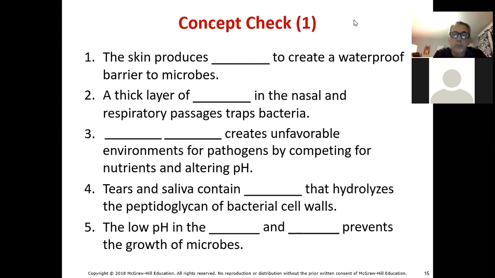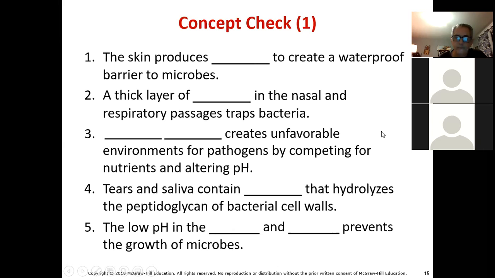Blank and blank create an unfavorable environment for pathogens by competing for nutrients and altering pH. That's our normal microbiota. Tears and saliva contain what that hydrolyzes the peptidoglycan layer, the bacterial cell walls? That's the lysozyme. Yeah, the lysozyme.